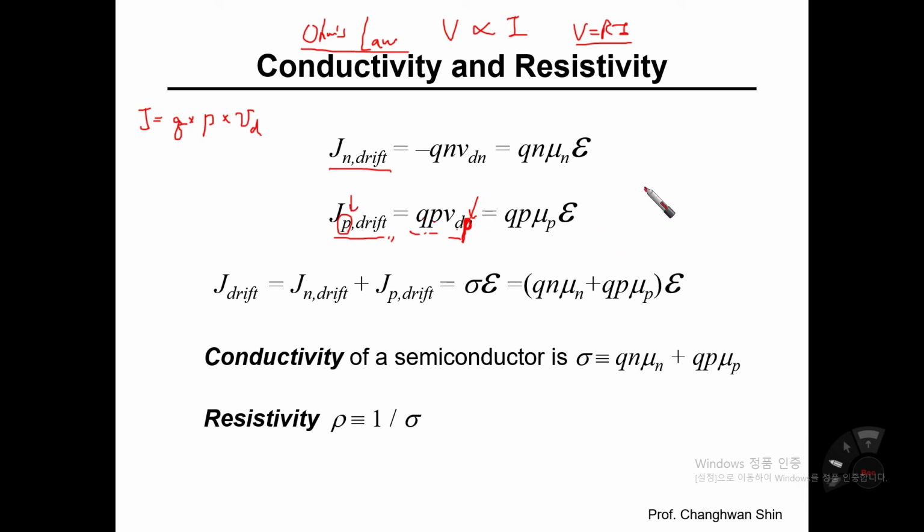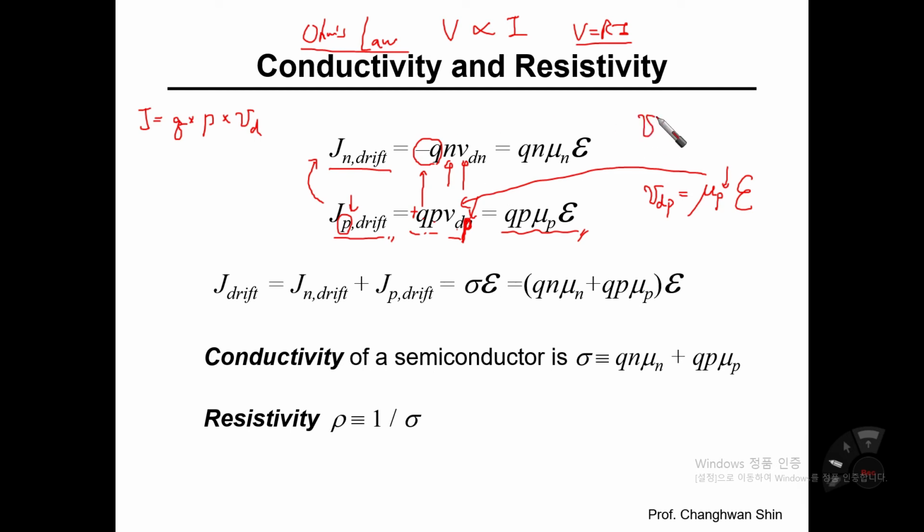Then VDP, the hole drift velocity, is defined as hole mobility times electric field. So plug in here, then we're going to get this equation. And now let's repeat the current density equation for electrons this time. Since the electron has a negative charge, instead of plus Q, I have used minus Q, and the electron concentration and the electron's drift velocity. So minus Q times N times VdN.